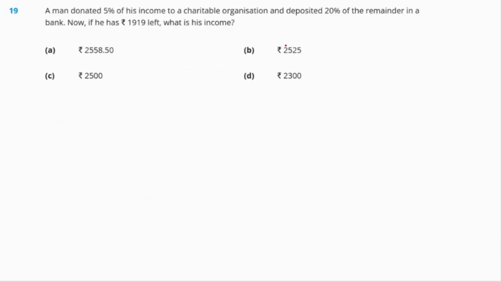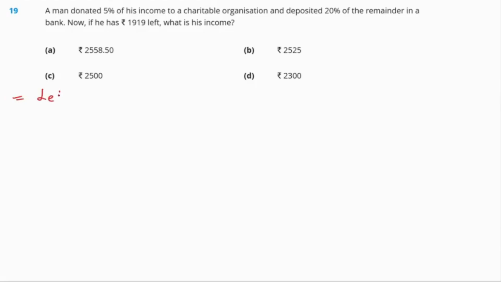Next question, a man donated 5% of his income to a charitable organization and deposited 20% of the remainder in a bank. Now, if he has rupees 1,919 left with him, what is his income? So a man gets his salary, and he donated 5% of income to a charitable organization. After that, he deposited 20% of the remainder in a bank. Now what is left with him? Rupees 1,919. So we have to find out what was his actual income.